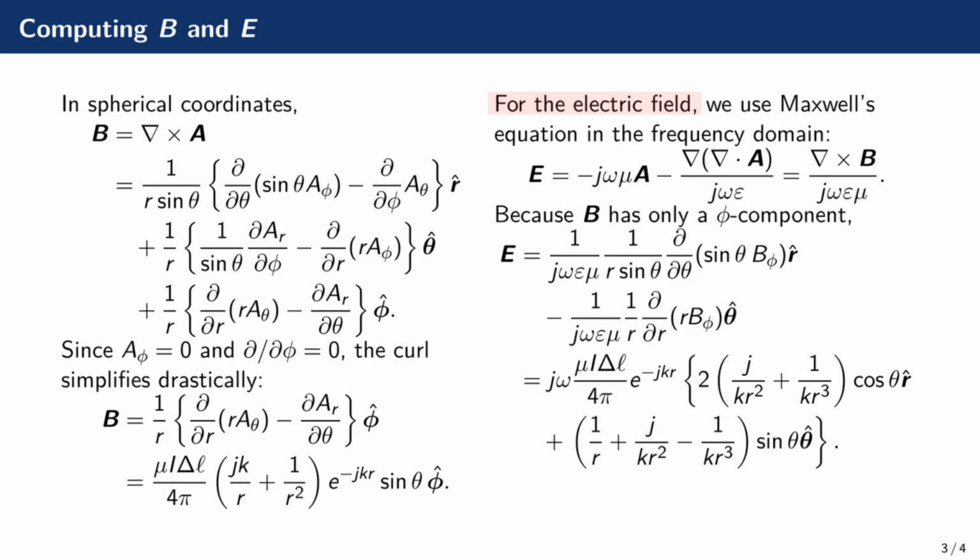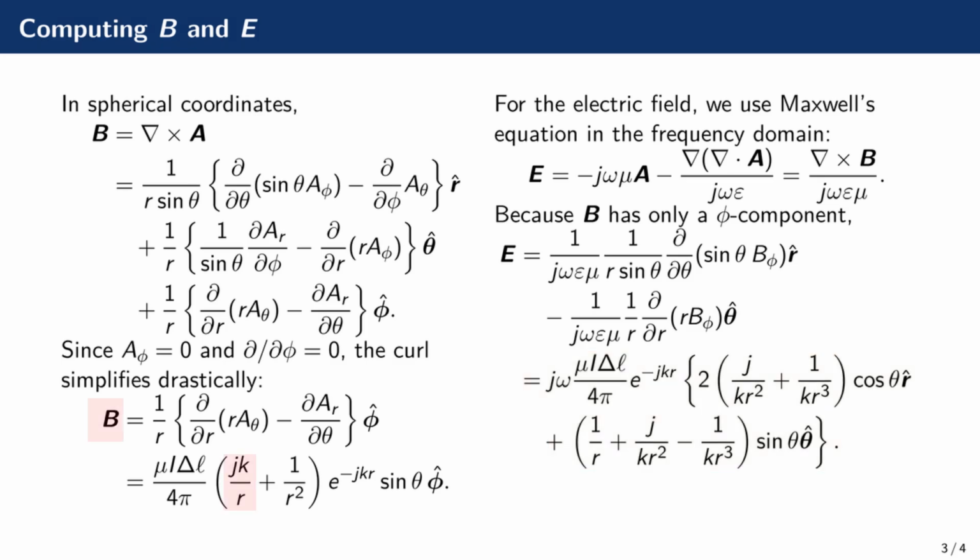Now we can calculate the electric field. One way is to calculate it from the vector potential, and another way is to use Maxwell's equations. Since B has only the phi component, using Maxwell's equations is much simpler. The exact results are shown here.